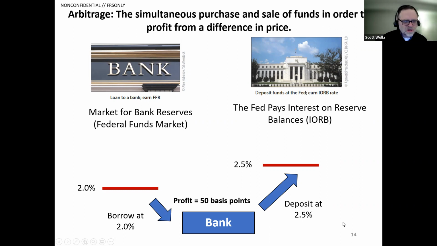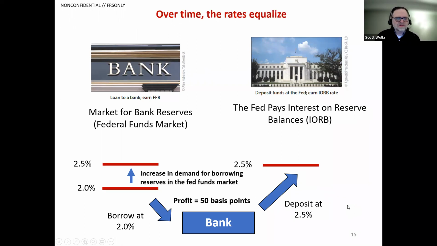Of course, your bank isn't the only bank that sees this opportunity, and if they didn't see it to start with, they'll notice that this is happening. Other people in this market jump in, and they all start making this same transaction. As they do, it increases the demand for reserves and pushes the federal funds rate higher, until the difference disappears. So arbitrage is really just a guarantee that these two interest rates will move in lockstep.